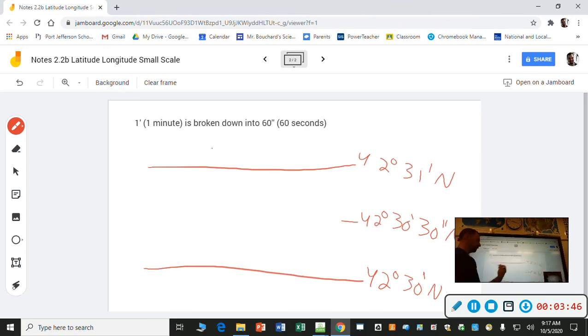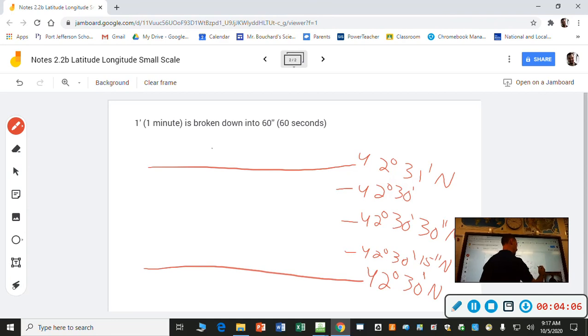So you basically write the whole thing out there. And the same thing halfway, just like we did in the last marking: 30 minutes, and this is going to be 15 seconds north. 42 degrees, 30 minutes, 45 seconds north. That would be the full marking.